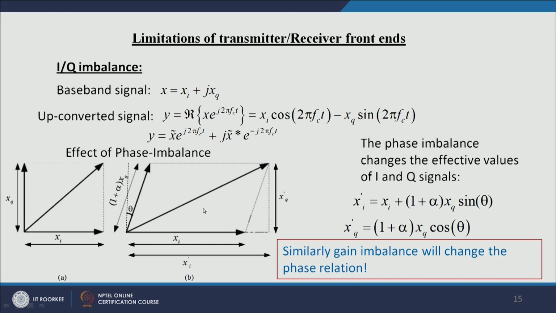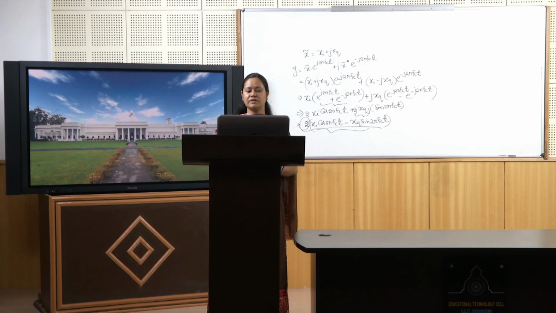So, by assuming that we have both imbalances, amplitude as well as phase, we can see what our new I and Q signals will be, which will be sent by our quadrature modulator. The new xi dash is basically xi plus 1 plus alpha xq sin theta. So, it is a new component in the in-phase direction. In the quadrature direction, we have simply 1 plus alpha xq cos theta. Now, these new xi dash and xq dash are the components which will be propagated into the RF domain. So, the transmitted signal with the IQ imbalance is given by this formula.